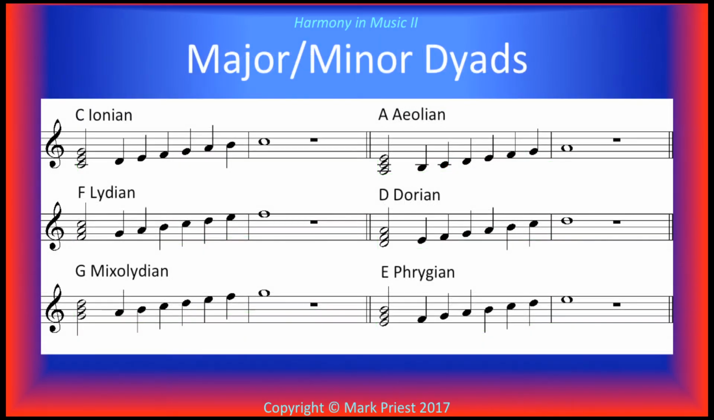We can go further and pair up major-minor dyads that are a minor third apart in a manner similar to the way we match up the relative major and minor scales. Ionian Mode pairs with the Aeolian, which is the same as major-minor. Lydian with Dorian, and Mixolydian with Phrygian.